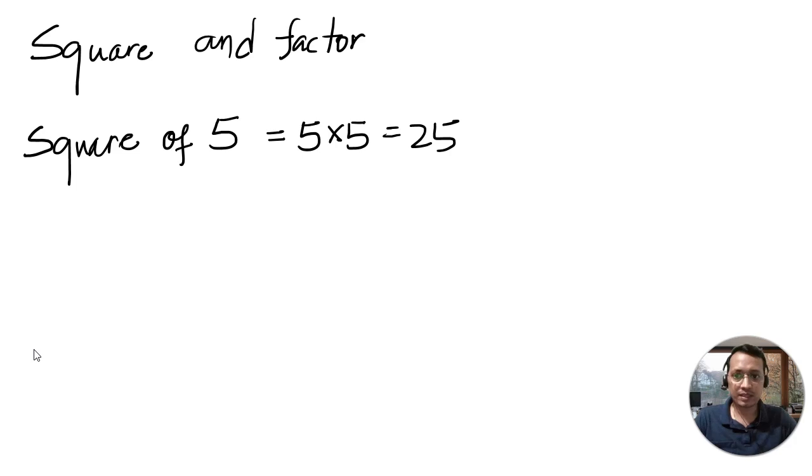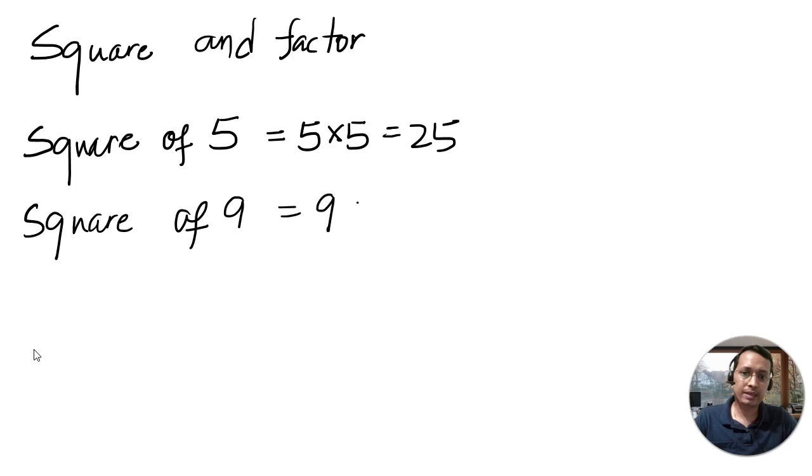Similarly, if I say square of 9, what does it mean? 9 multiplied by 9, which is 81. Now this is very simple, right? Multiply the same number with the number and you get a square. Very, very simple. Now let's talk about factors.